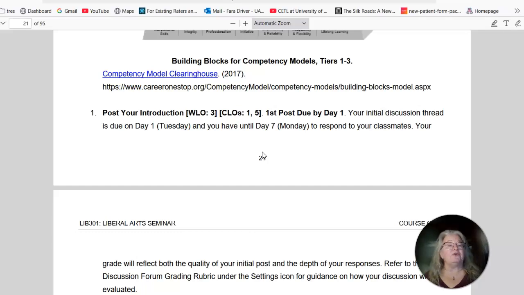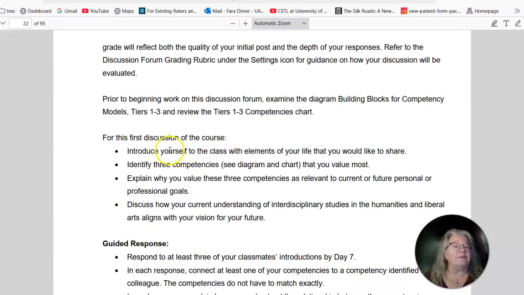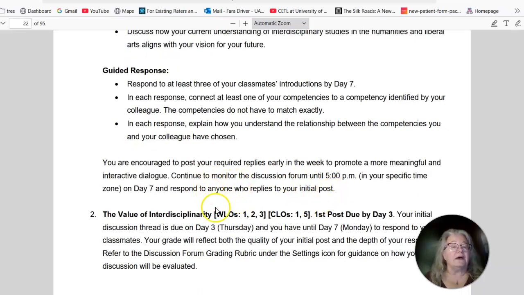You have a discussion forum, and you actually have your first discussion forum, your post your introduction, due on Tuesday, on the first day. And it will address specific things. Introduce yourself to the class with elements of your life that you would like to share. Identify 3 competencies that you value most. Explain why you value these 3 competencies as relevant to current or future personal or professional goals. Discuss how your current understanding of interdisciplinary studies in the humanities and liberal arts aligns with your vision for your future, right?